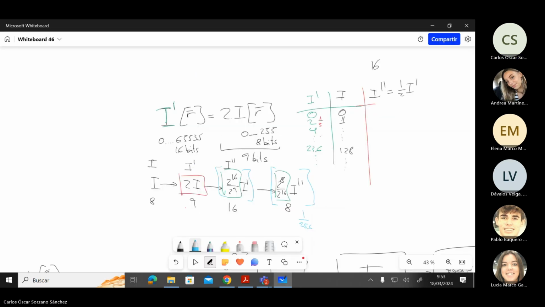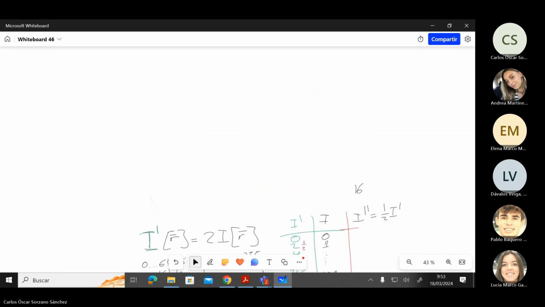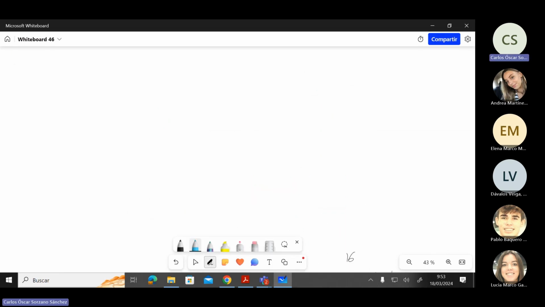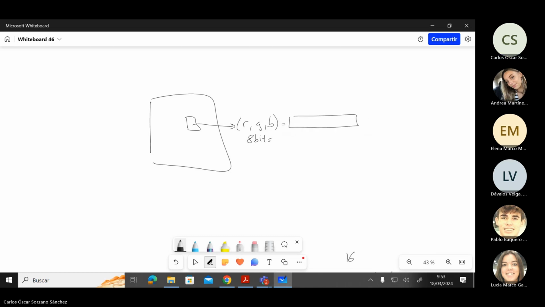Okay, let's see this part. I have an image. So for each value, I have the RGB values, and each one is represented with levels. So this is B.